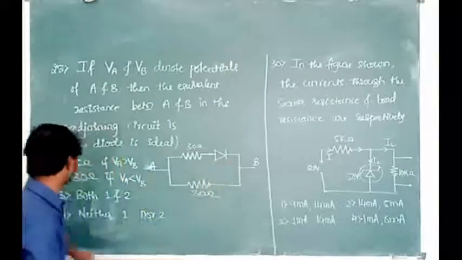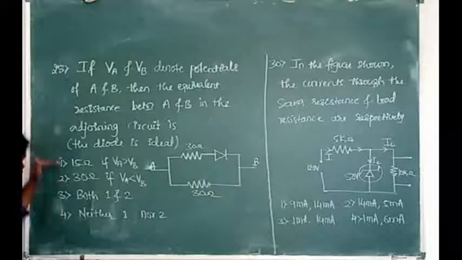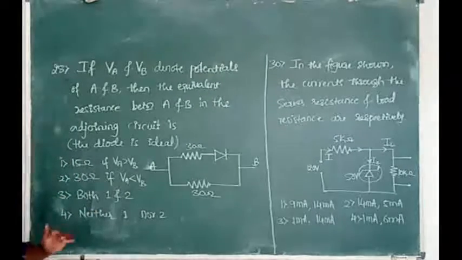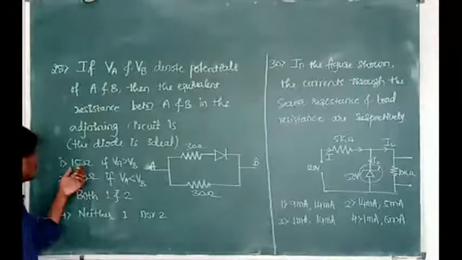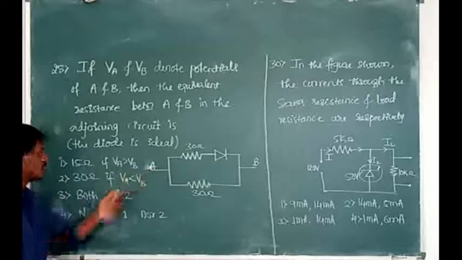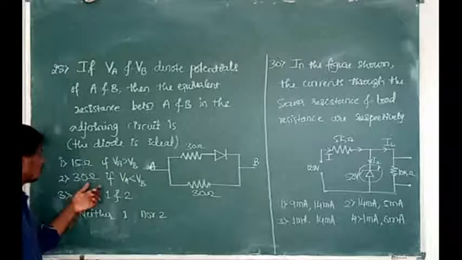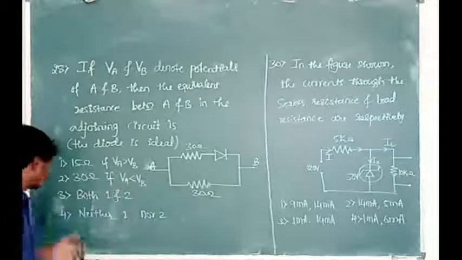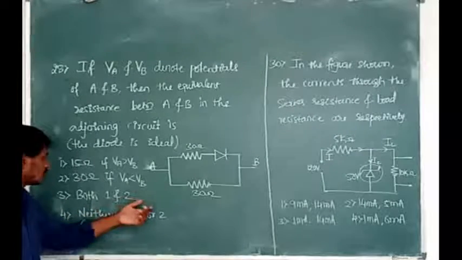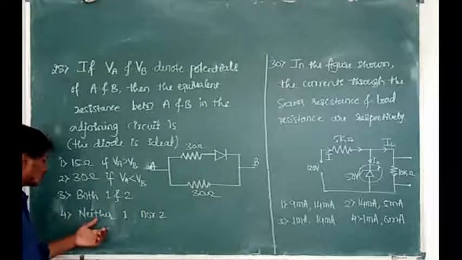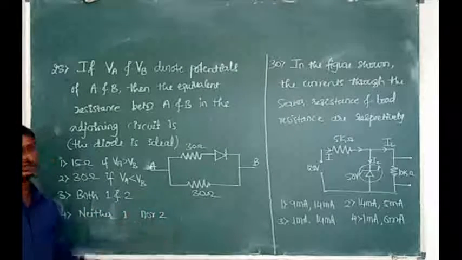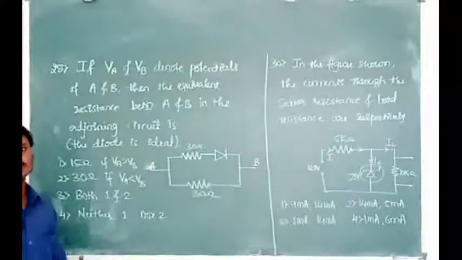Okay. Then we are going to check which are the correct options here. So the first option is 50 ohm if VA is greater than VB, the second option is 30 ohm if VA is less than VB, the third option is both 1 and 2 are correct, and the fourth option is neither 1 nor 2. So we have to check which is the correct option here.